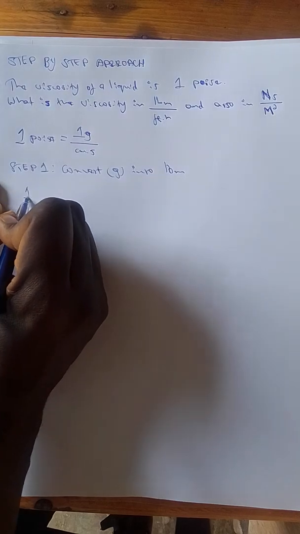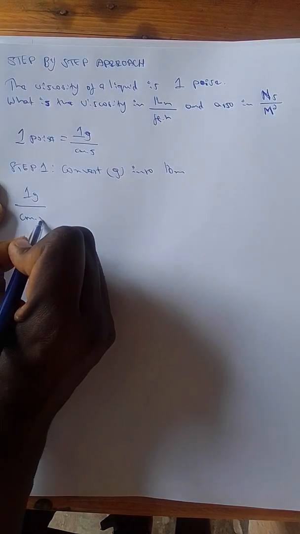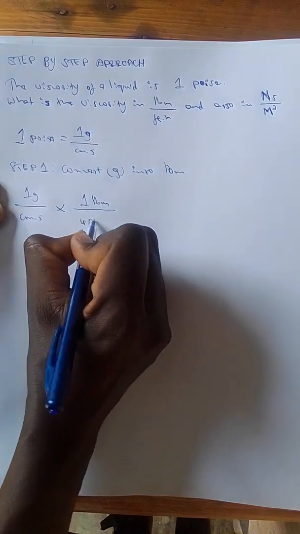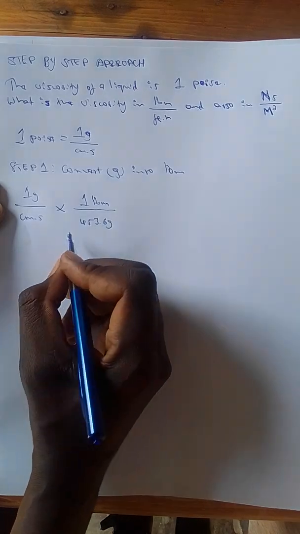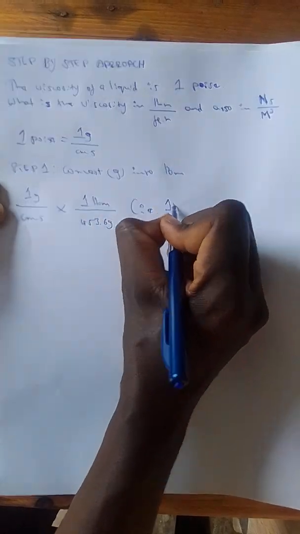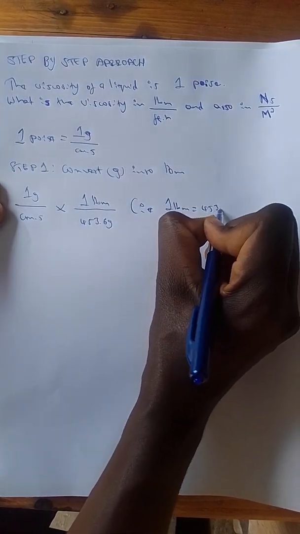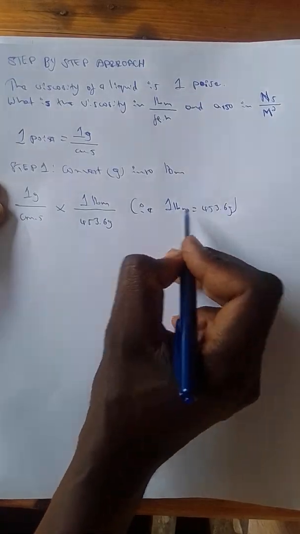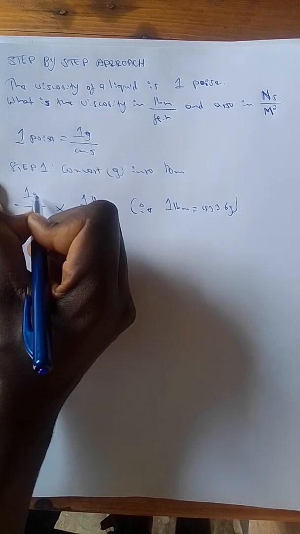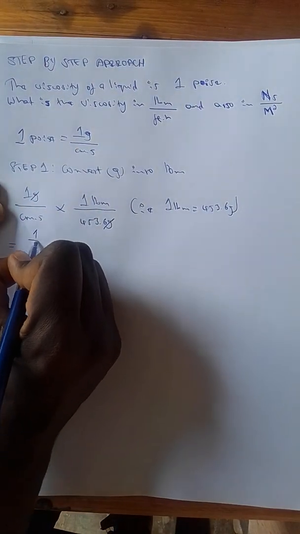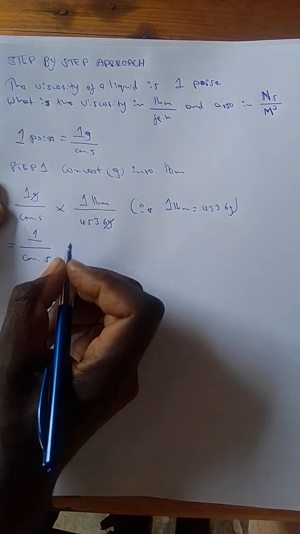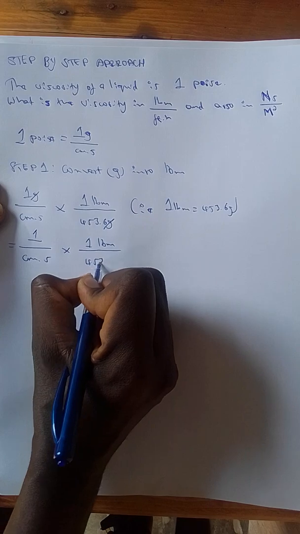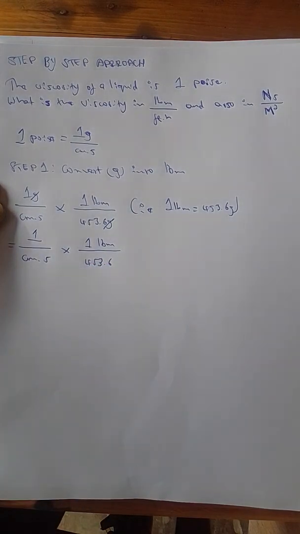We take the same poise, we say 1 gram per centimeter second multiplied by 1 pound over 453.6 grams. I want to highlight here that 1 pound mass is equal to 453.6 grams. When you look at this, you realize it's very straightforward because this is something that is known. After this we can cancel the grams. I just want to keep the one as it is so that it can be easy to follow. The grams are gone. This is what we have. Now this is our step one.